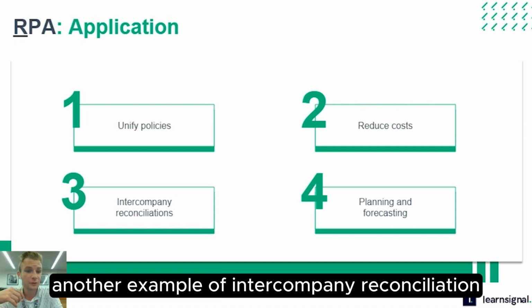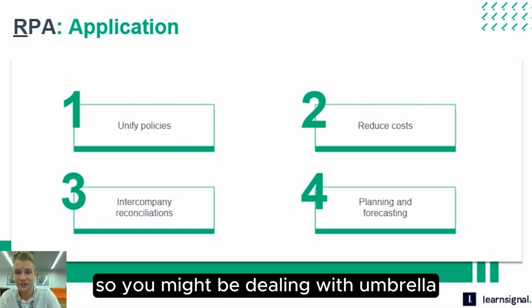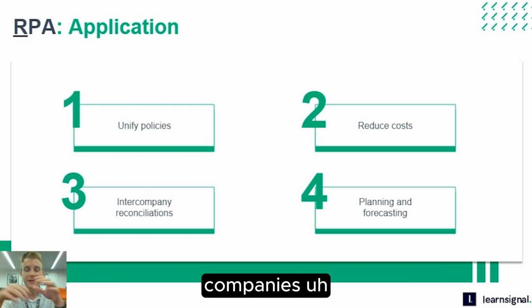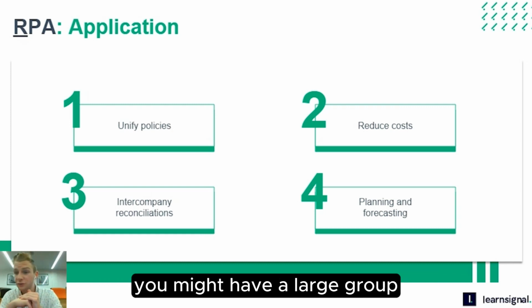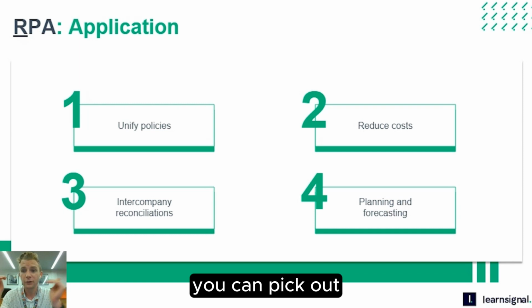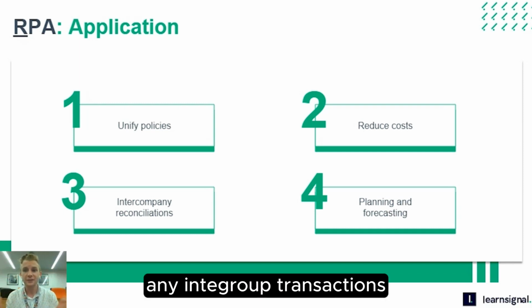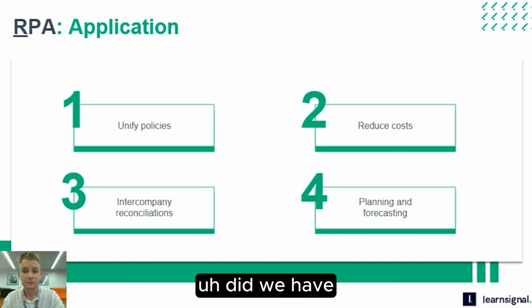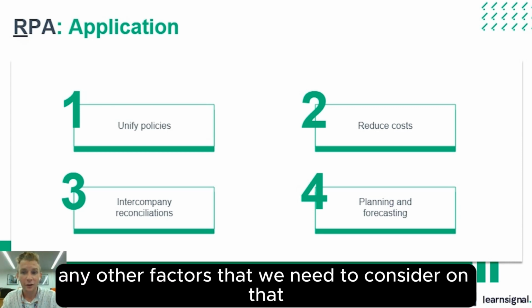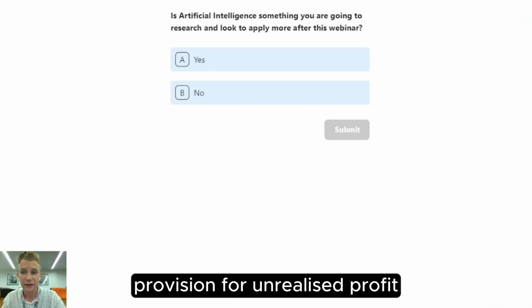And finally, another example of intercompany reconciliation. So you might be dealing with umbrella companies. You might have a large group on there where you can pick out who's been trading with whom. Were there any intragroup transactions? Did we have any markups, any margins? Are there any other factors that we need to consider on there? Maybe any provision for unrealized profit.